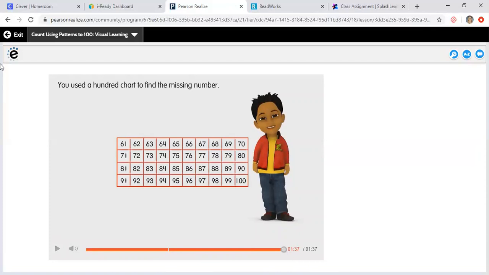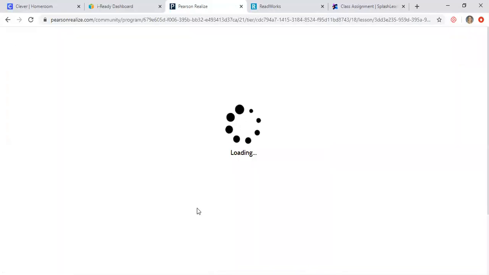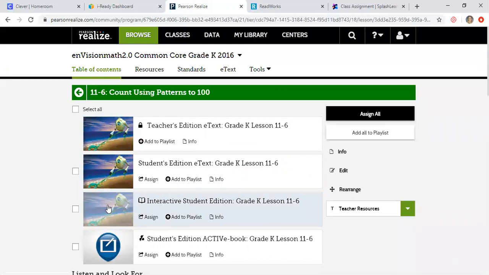All right, good job, guys. All right, let's do a couple problems by ourselves instead of working with a video. Let's go to our interactive student edition notebook. This is where you should have gone yesterday to do your homework, but this is a whole new lesson, so it's going to look different.